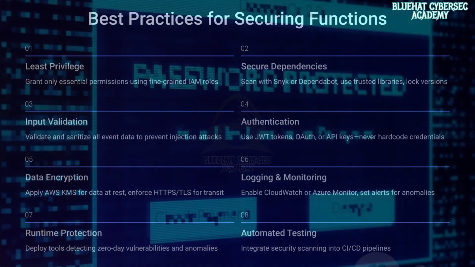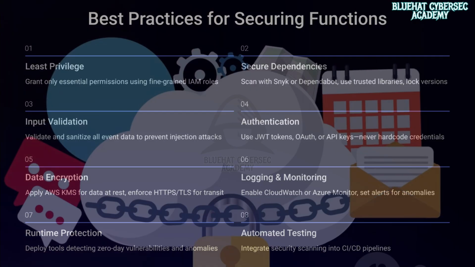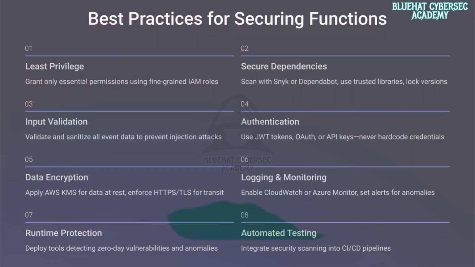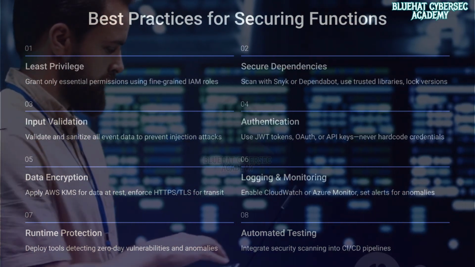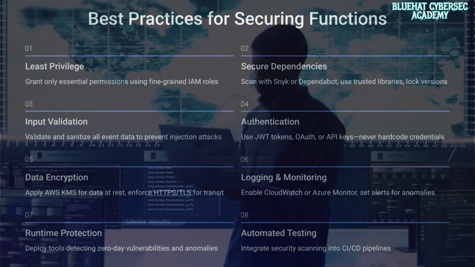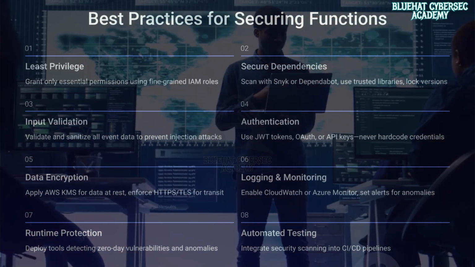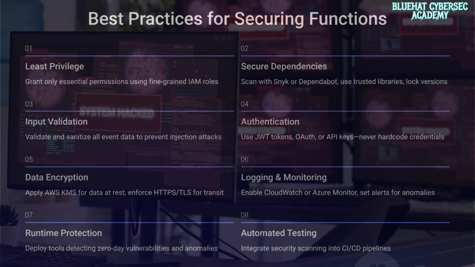Encrypt sensitive data. Use cloud provider-managed encryption for data at rest, like AWS KMS, and enforce HTTPS or TLS for data in transit. Implement detailed logging and monitoring. Enable logging for all function executions. Integrate with cloud-native services like AWS CloudWatch or Azure Monitor, or use third-party SIEM tools. Set alerts for unusual patterns or suspicious activity.